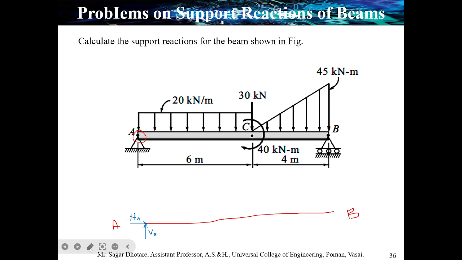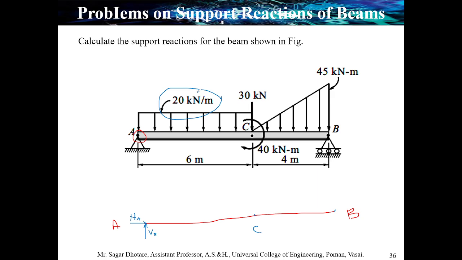Now considering the uniformly distributed load, I just mark the points first. So this one is point A, this one is point B, and this one is point C. Okay. Now, first of all, we need to convert this 20 kilonewton per meter UDL, uniformly distributed load, into a single point force. I hope you have recalled the previous lecture.